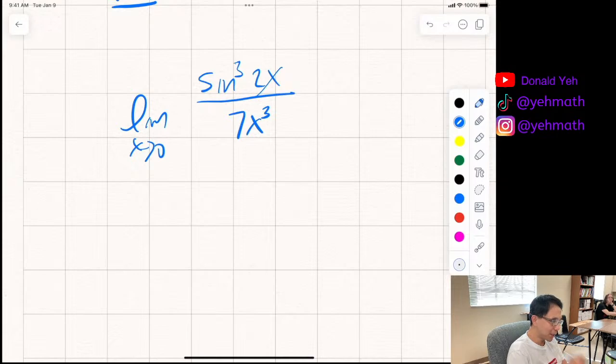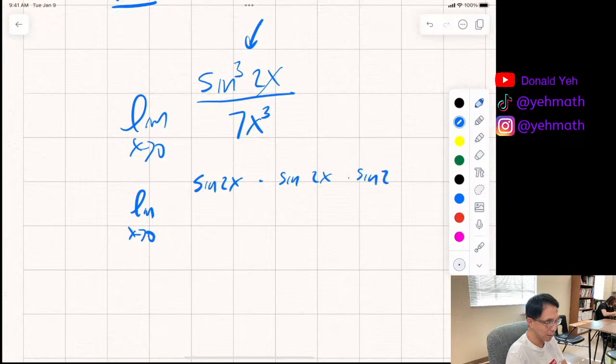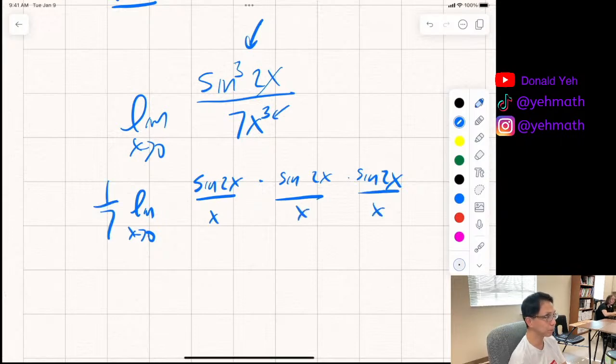So in this case, limit x approaches 0. Why do I mention Naruto? This reminds me of Naruto. This has a cube, which means you're going to split it into 3 different versions of that. So sine of 2x times sine of 2x times sine of 2x. Does that make sense? And this x cubed, can I split it into x times x times x and just take out 1 over 7 in the front? Your life is a lot easier because all you have to do is make each one sine 2x over 2x.